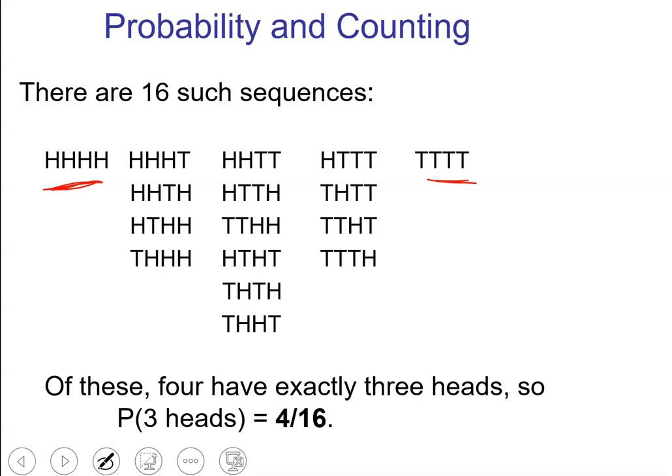And notice here, this is where we have 3 heads, 1 tail. This is where we have both 2 heads and 2 tails. Here's where we have 1 head and 3 tails. So the probability of getting exactly 3 heads, we're looking at this column right here, and there's 4 of them out of a total of 16. So the probability is a fourth.